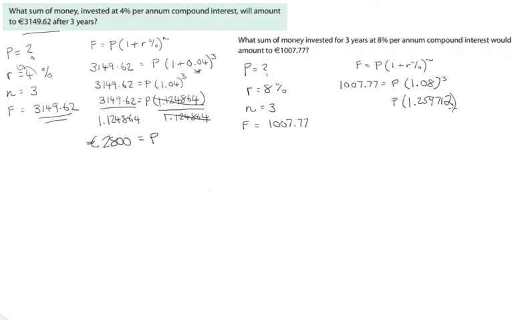And P is being multiplied by that. 1007.77 equals this. So just like before, I'm going to divide both sides by this number here. So I'll divide this side by 1.259712, and then I'll divide this side as well by 1.259712. So we just cancel that out. Now we just have to use the calculator and do this sum.